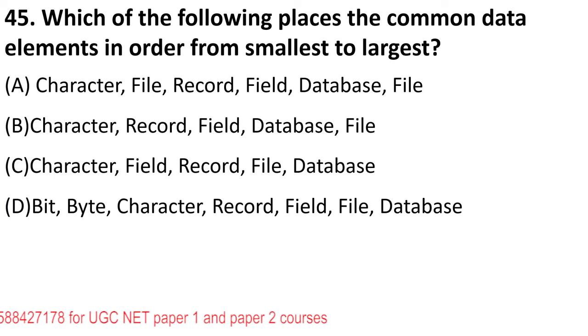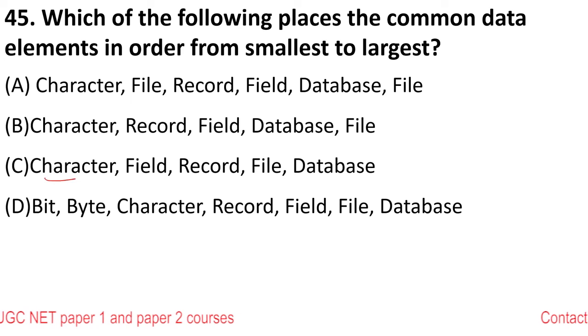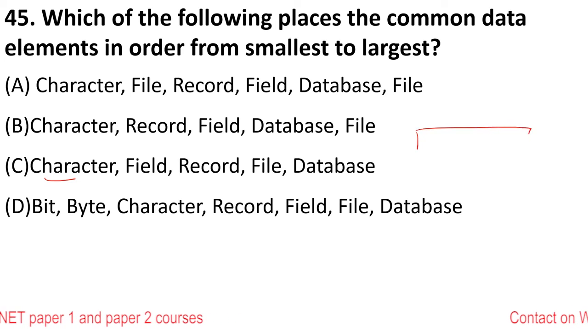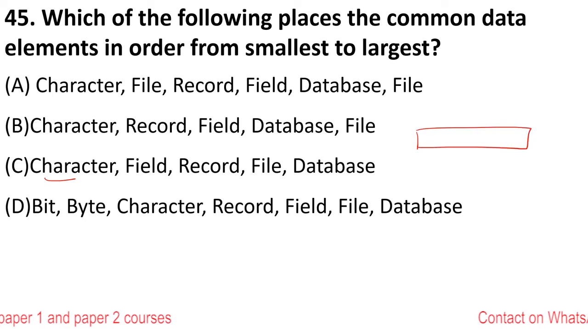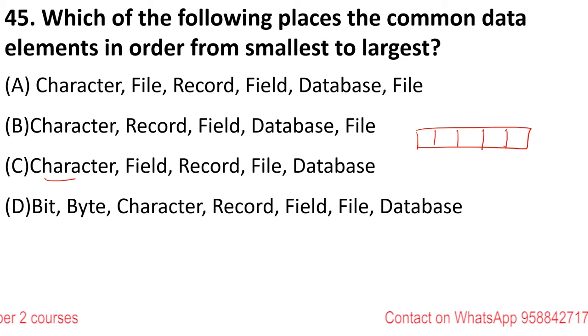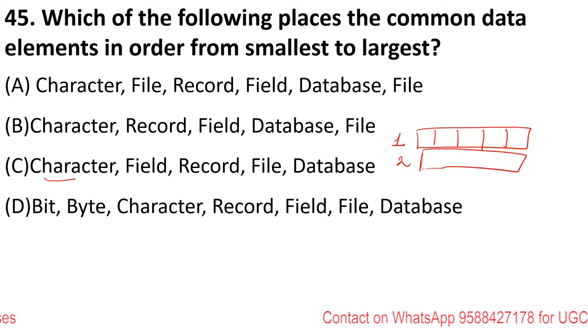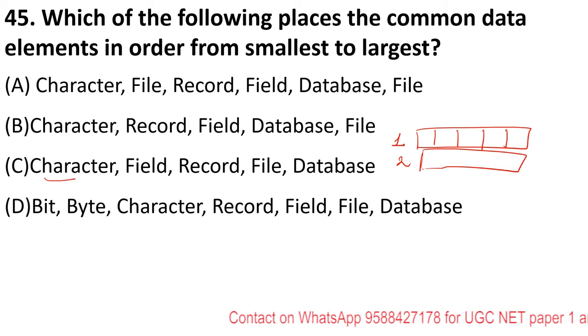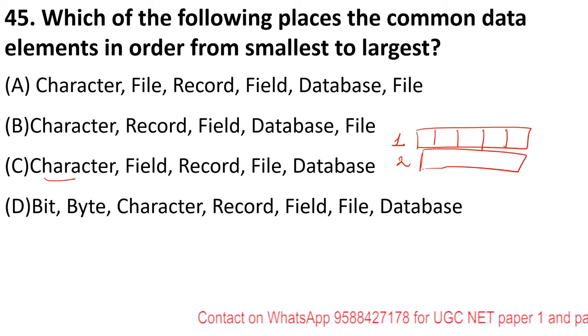Which of the following places the common data element in order from smallest to highest? So students, the smallest is character. Then there is something called field. A field makes a record. Like if there is a student table, field is like student name, student age, student class, student marks. So this is called a different field. Like there is student 1, this is field 1, there is field 2. And these multiple rows combine to form a file, and multiple files combine to form a database. So the smallest to highest is option C.